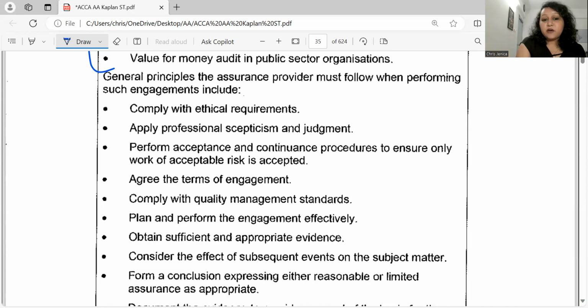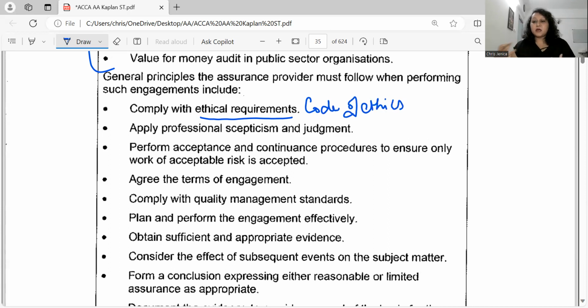The first thing is you have to comply with ethical requirements. So you have certain code of ethics that are to be followed. For example, there could be some kind of threats arising. We have a separate chapter on this, so I'll be discussing this as a complete chapter, maybe as a third or fourth chapter. We have to comply with those ethical requirements. And the most important thing is to apply professional skepticism and judgment. So, what is this?